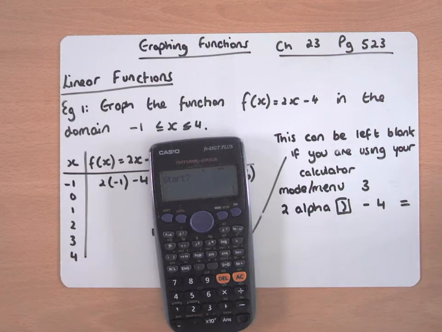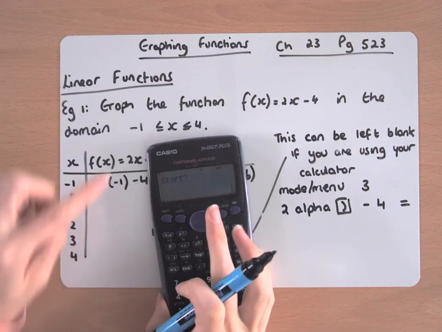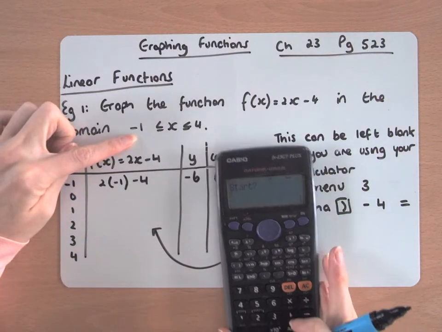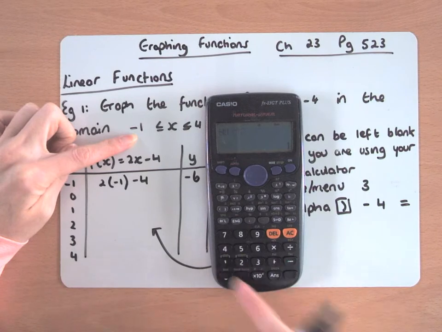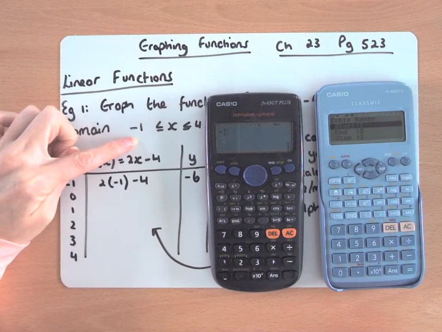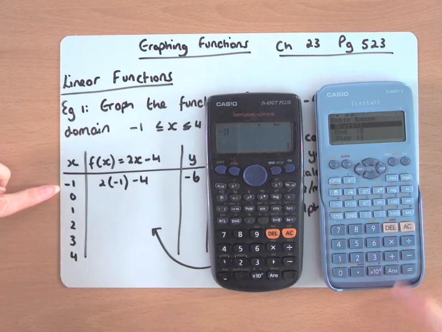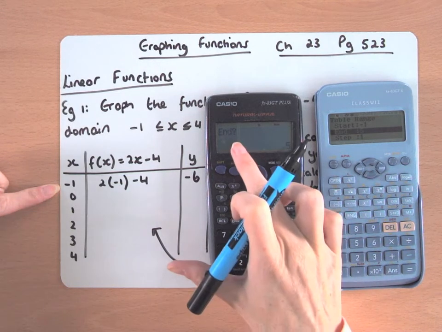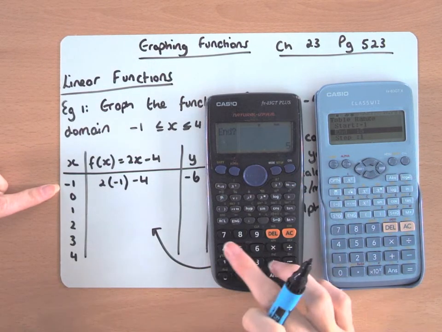Who's using a newer calculator? Okay, when you press equals, what comes up? Does it say g of x? Yeah. Say equals again, because you don't have another function. Now, start, end, step. Start. I want to start at my lowest number. So literally just type in minus 1. My x's is where I start. So minus 1. I'm starting at minus 1, equals. Where do I want to end? 4, equals.